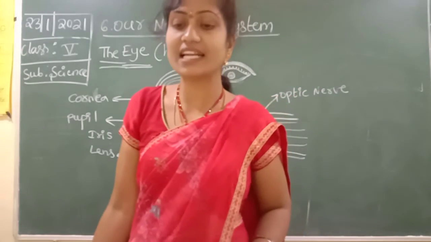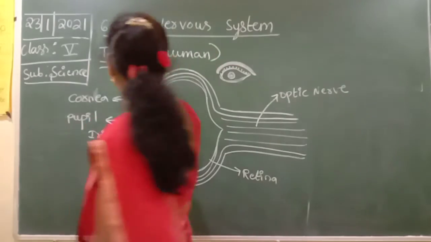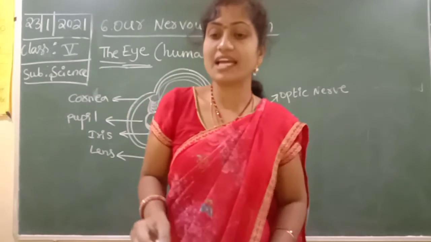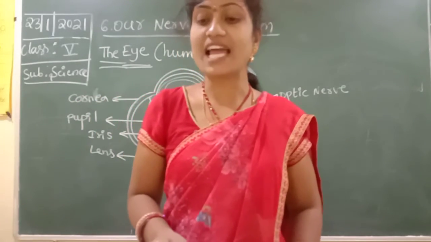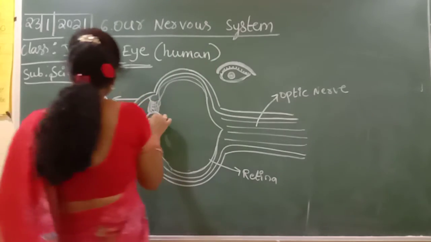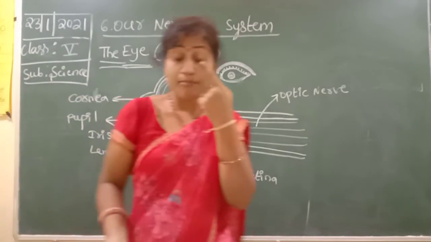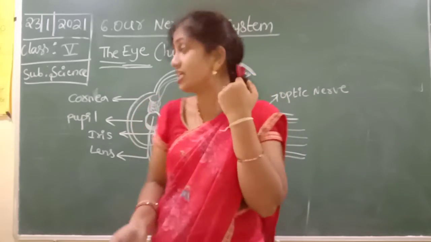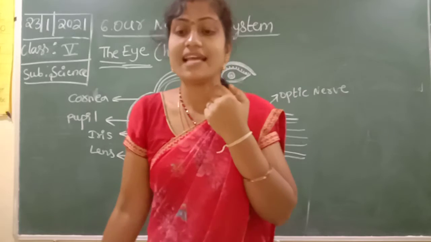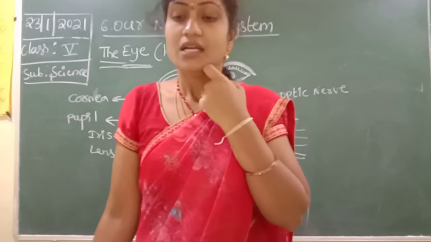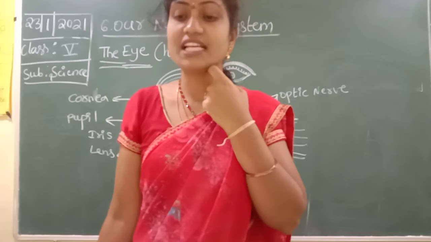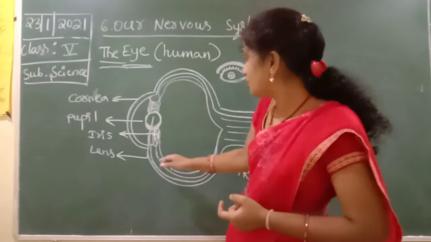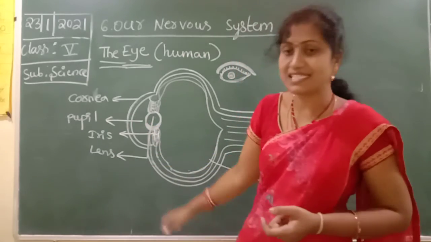The colored circle in the eye is called the iris. Next, the pupil, which looks like a black spot. It is black in color and round in shape, and that is called the pupil. It is the opening through which light enters the lens.